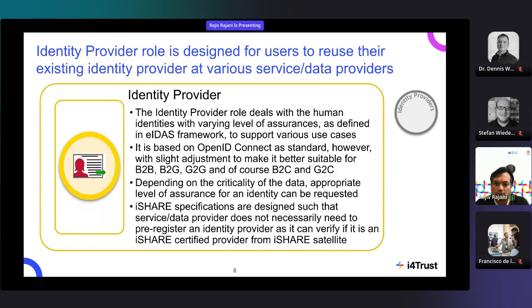Of course, the framework itself also supports various levels of assurance of identity providers as well as of the identities. So the service providers, depending on the criticality of the data, may require that identities are assessed at a certain level of assurance, which gives them enough trust in order to share the data with the right party. Right.